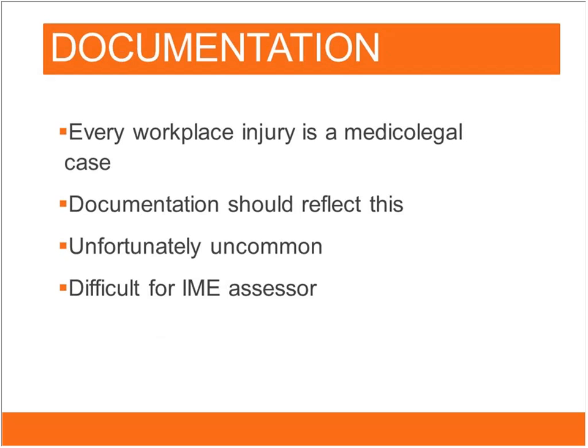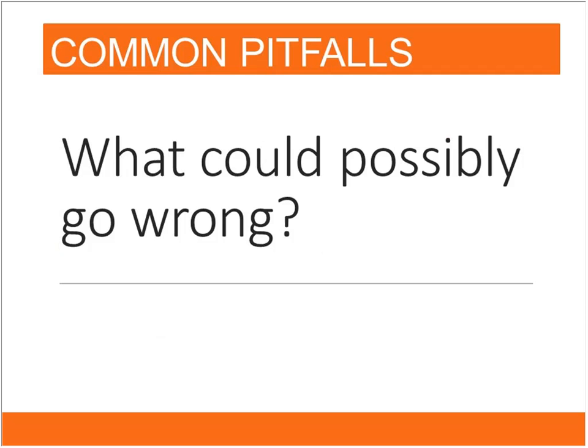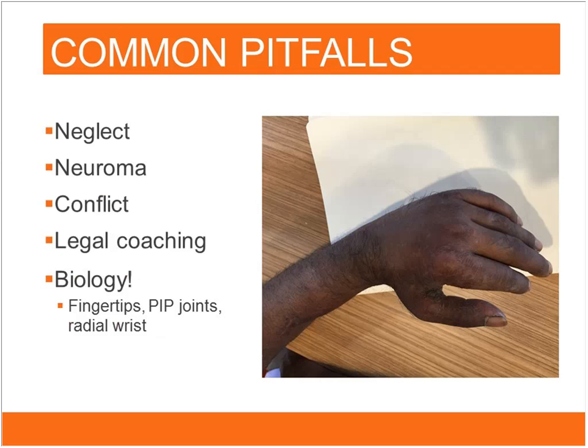Every workplace injury is a medico-legal case, so the documentation should be thorough and clear. Unfortunately, this is uncommon and it can make it difficult if the pieces are being picked up later. So what could go wrong if not done properly? And we mentioned this at the start. A neglected hand results in pain and swelling and stiffness. There can be conflict, there can be later legal coaching, and sometimes biology can be our enemy. This is a neglected hand that will never function properly.